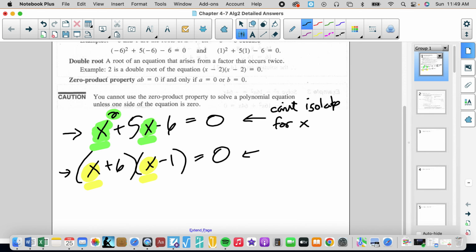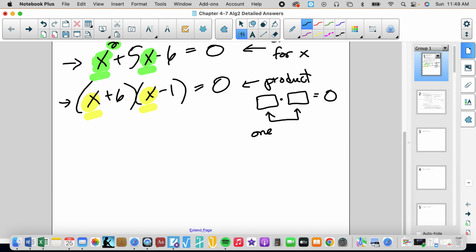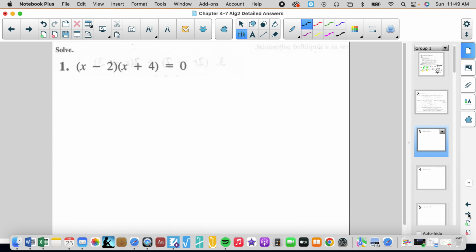When we look at this, now we can't isolate it, but we know that the product of two unknowns that equals 0, one of these must be 0. That's the only way you can get 0 through multiplying. No other number produces that. So that's why we like turning it from addition and subtraction to multiplication.